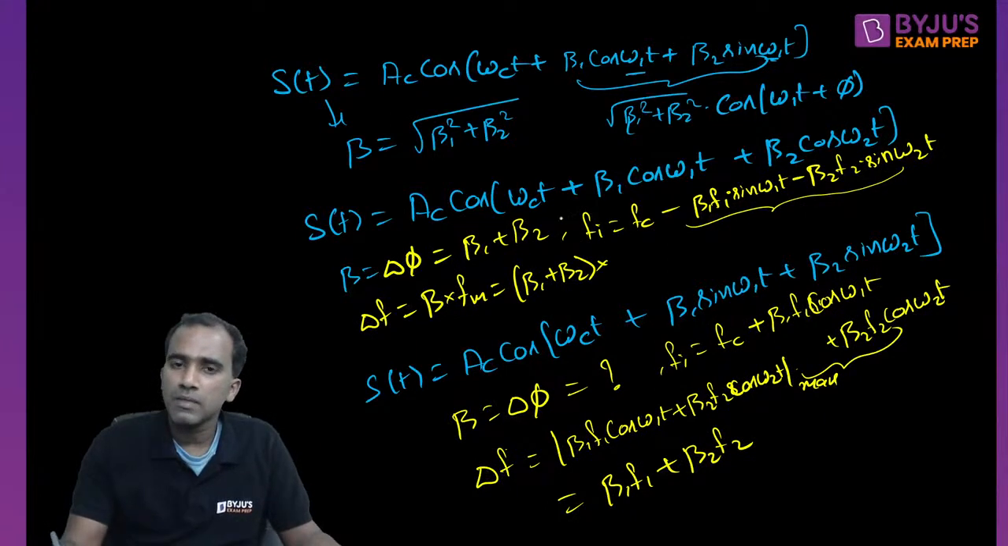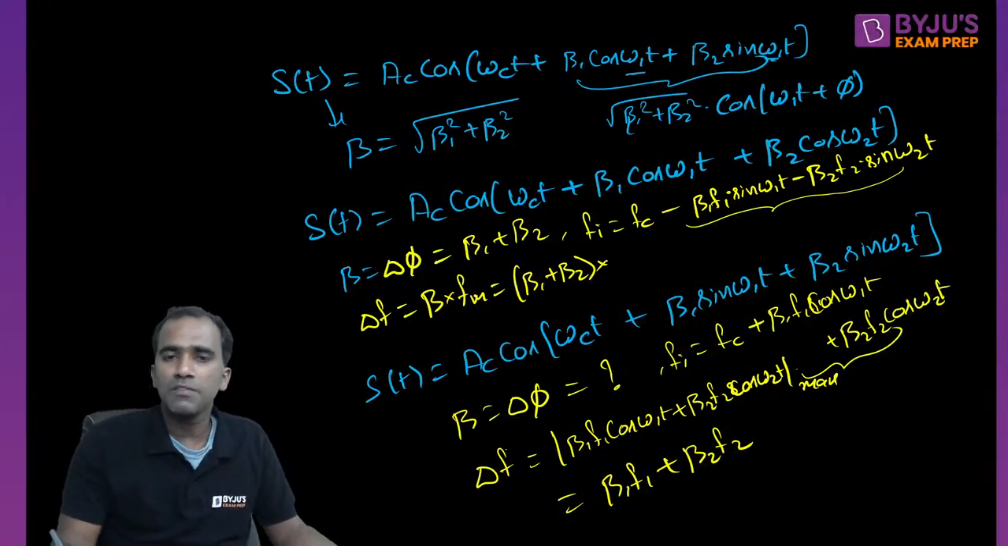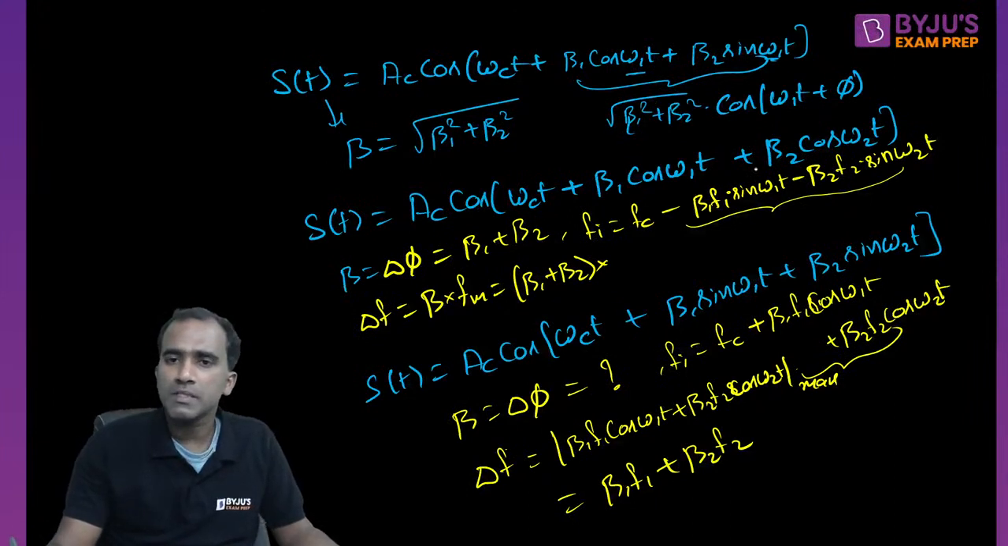Fm is what? If you are talking about the singleton case, fm is the only frequency present. But here there are two frequencies present in the message, f1 and f2. Whatever is the highest frequency, substitute that. Let me assume f2 is highest. Let me substitute it in beta times fm. That simple formula you can use. In place of fm, substitute the highest frequency in the message.